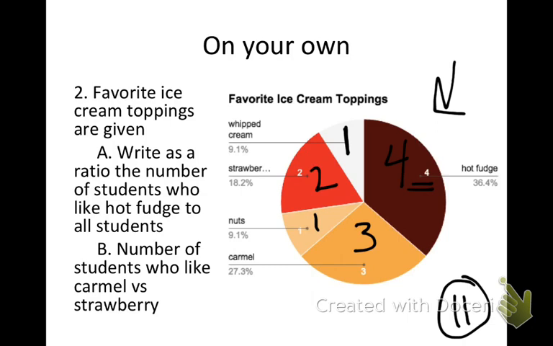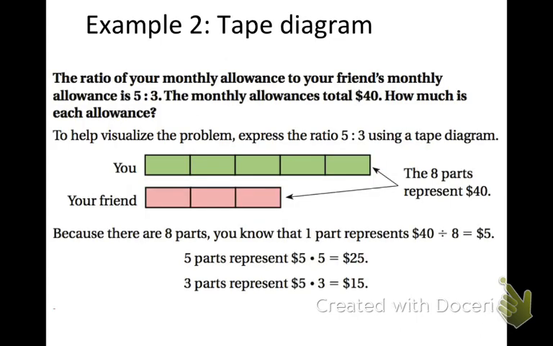total that they asked. So it says write as a ratio the number of students who like hot fudge to all students. So we know there's 11 students. So what's the ratio of students who like hot fudge to total number of students? And then the number of students who like caramel versus strawberry. Again, you should see a text box on the right. So once you're ready, enter your answers into the text box on the right after you've recorded this in your notebook, and then we'll take a couple more notes.